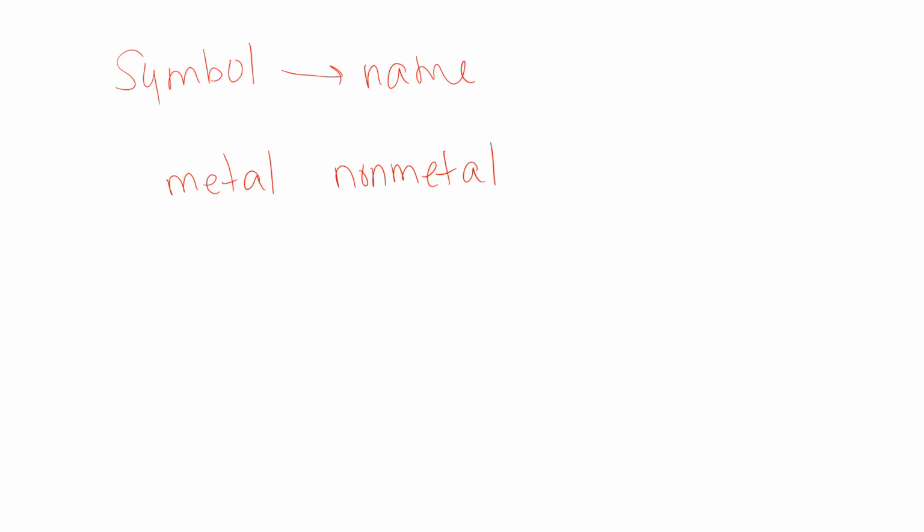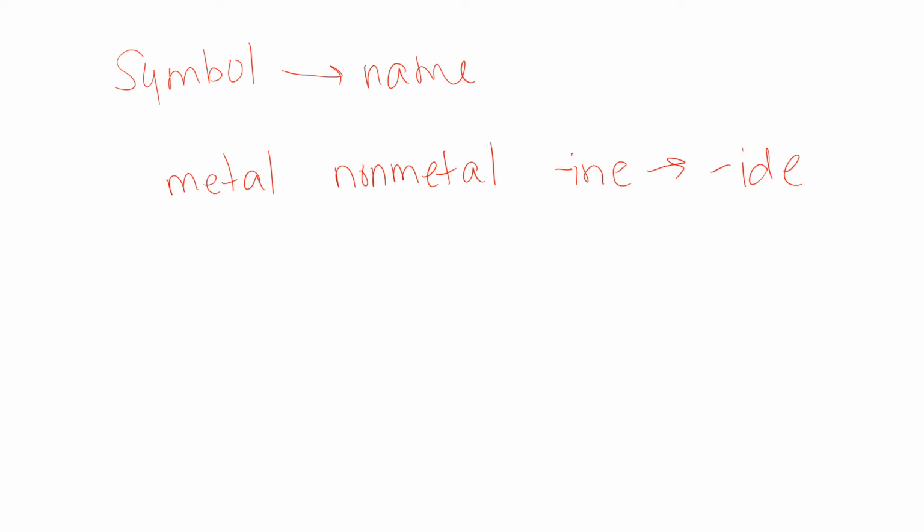We take the symbol and we convert the symbol to its name, which we get from the periodic table. So your metal is always written first and you don't change the name. And you write the non-metal second, and you change the ending, which is usually -ine, to -ide. So fluorine would become fluoride.